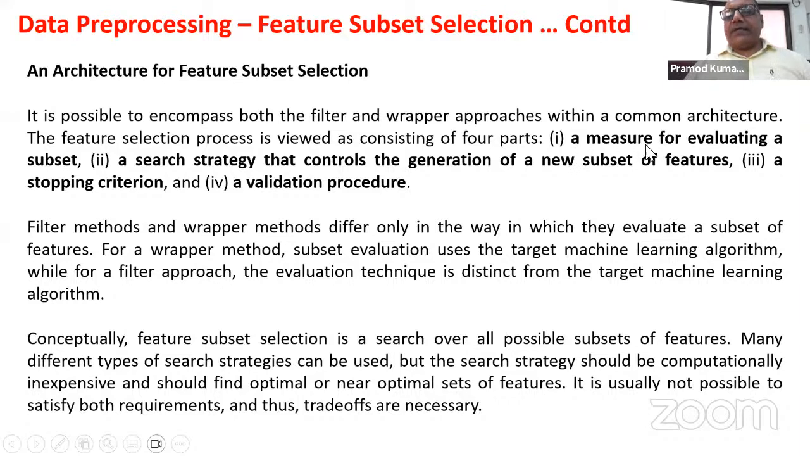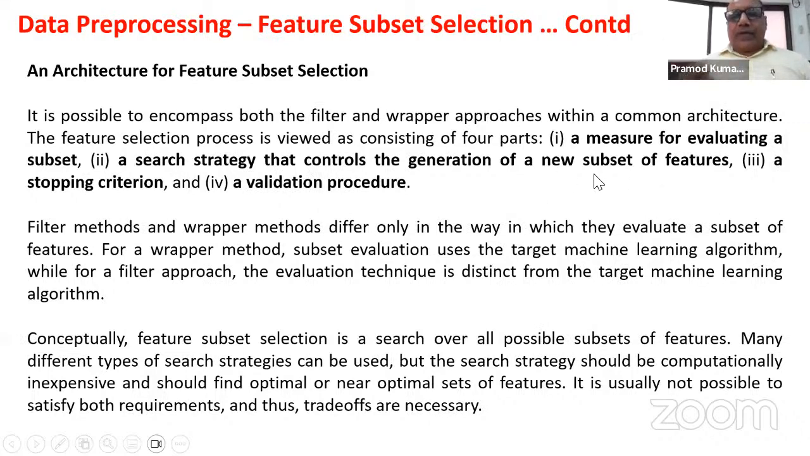The first one is a measure for evaluating a subset. Obviously we have a lot of subsets, so we need to find out which subset is good and which is bad. So there must be some method by which we will be able to say this is good, this is bad. The second is a strategy that controls the generation of a new subset of the features.